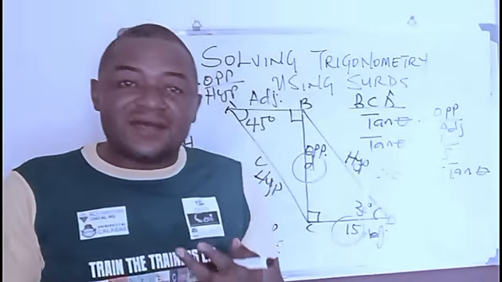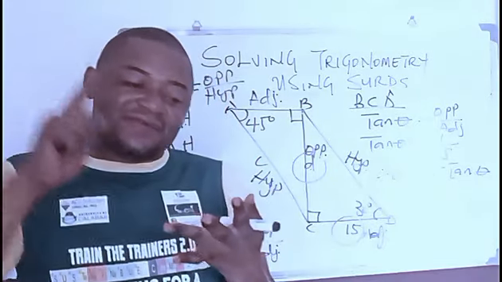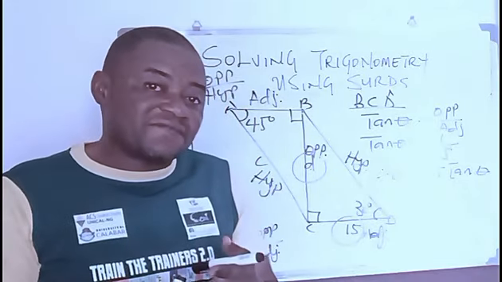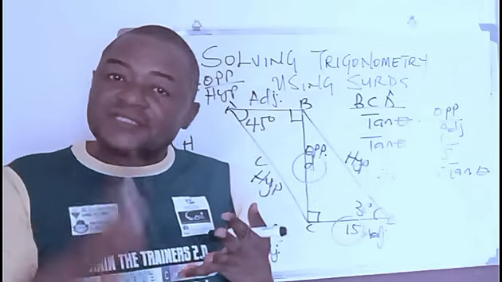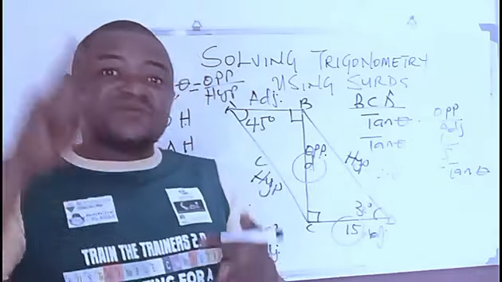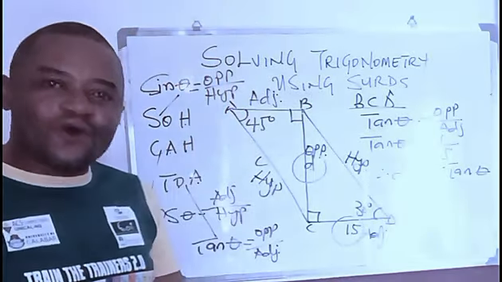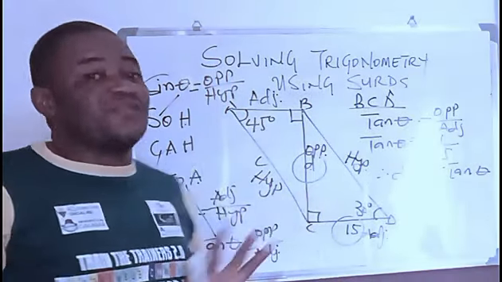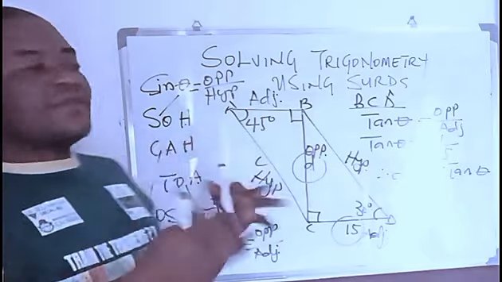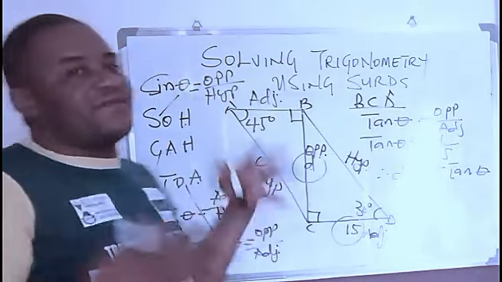So tan theta, tan 30, tan 45, tan 60. The same thing with cos 30, cos 45, cos 60. Same thing with sin 30, sin 45, sin 60. They have their surd representation in trigonometry. It is something you can solve and get out. But here in this class, we are not solving that.